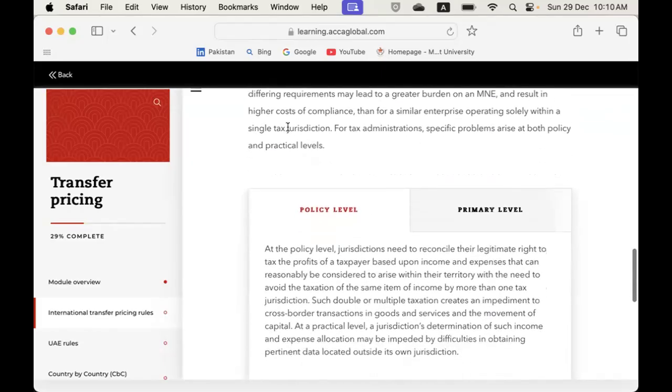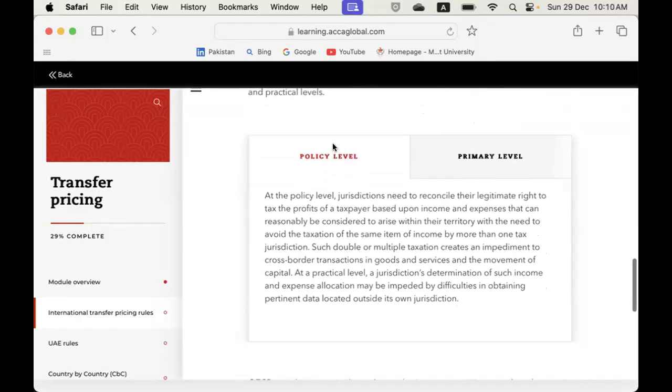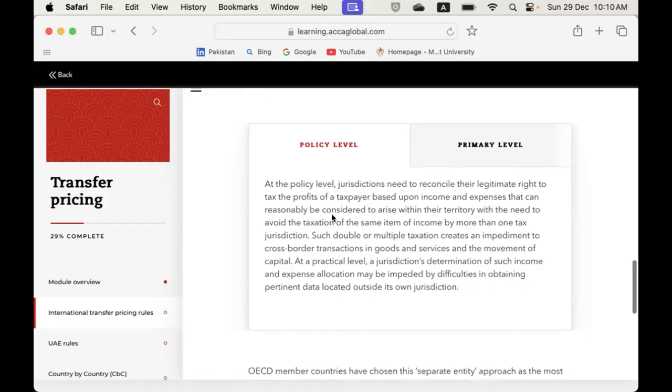So let us have a look at two of the major discussions for the tax administration. Specific problems arise at both policy and practical levels. Let us look at the policy level problems. At the policy level, jurisdictions need to reconcile their legitimate right to tax. This expression, taxing right, is a major issue around the world, and something the OECD has been addressing for quite some time. That is the legitimate right to tax the profits of a taxpayer based on the income and expenses that can reasonably be considered to arise within their territory, with the need to avoid taxation of the same item of income by more than one tax jurisdiction.